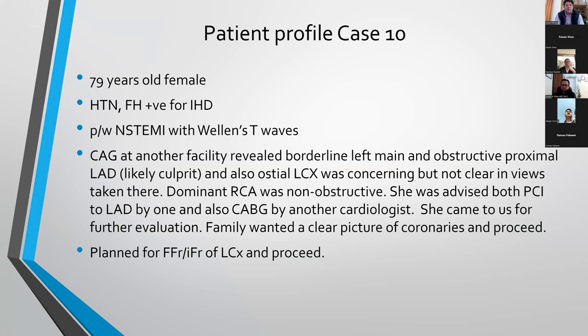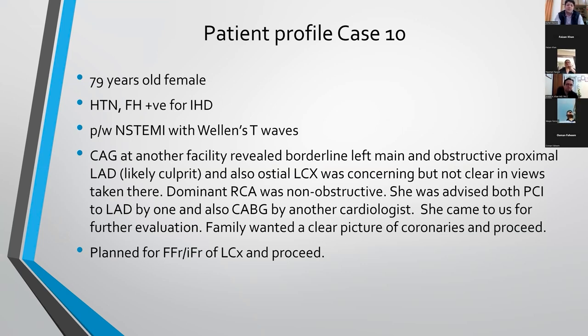Coronary angiography at an outside facility revealed borderline left main disease and obstructive proximal LAD, which was likely the culprit, and also ostial circumflex, which was concerning but not clear in the views taken there. Dominant RCA was non-obstructive. She was advised PCI to LAD by one and CABG by another cardiologist. She came to us for further evaluation. The family wanted a clear picture of the coronaries before proceeding.